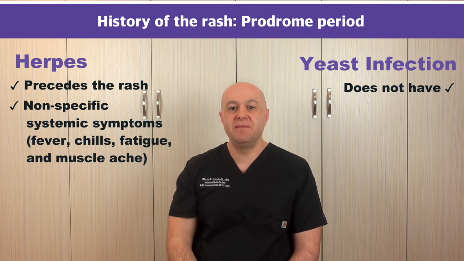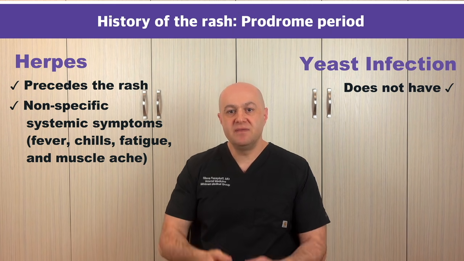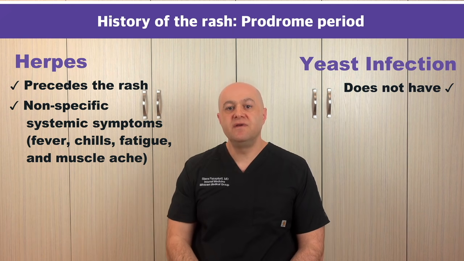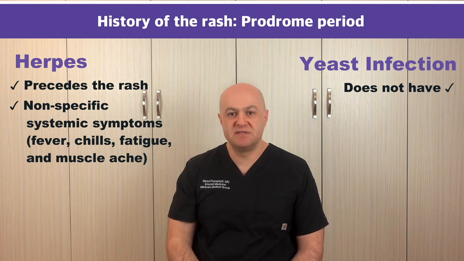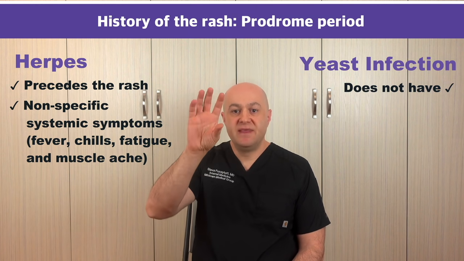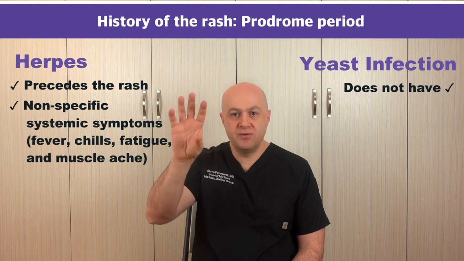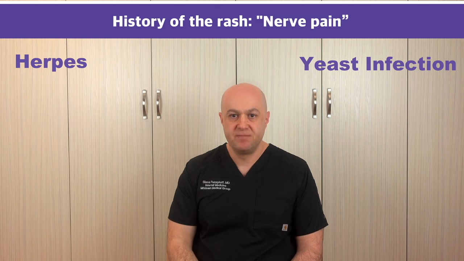non-specific, systemic symptoms. We call them non-specific because other conditions can give you the same symptoms. Other conditions such as flu, COVID, any other viral infection, even sinus infection, can give you the same symptoms of fatigue, muscle aches, fever, chills. So those symptoms are called prodrome, and they can precede the rash appearance for herpes.